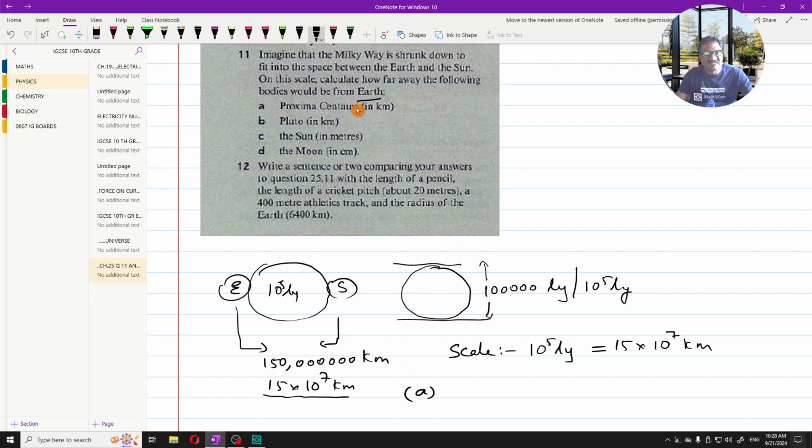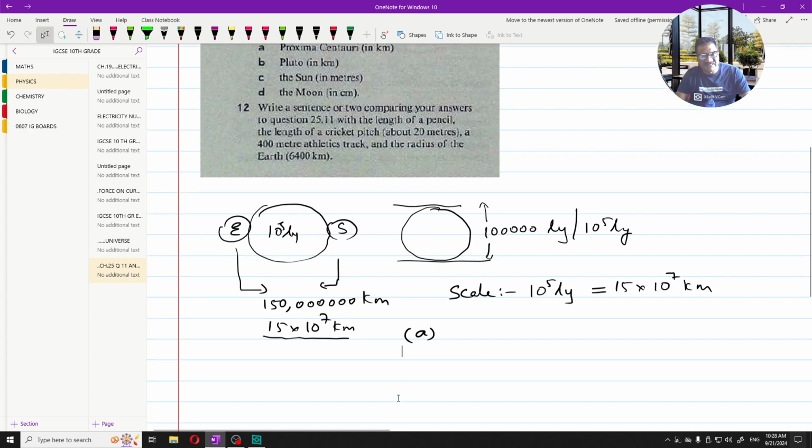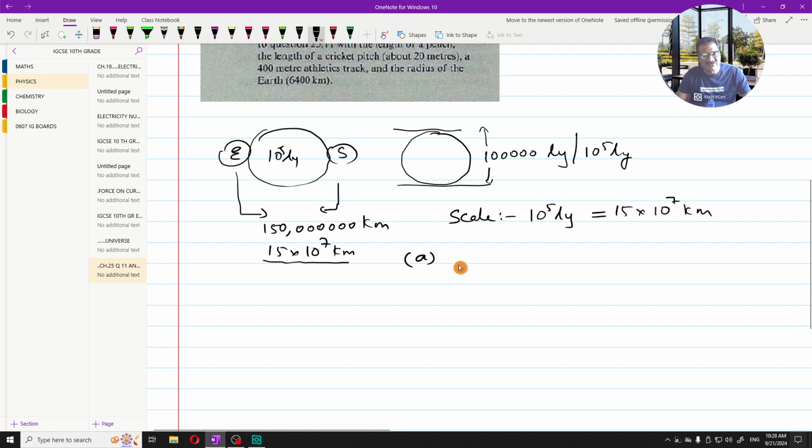A part of the question says that you have to find the value of the distance from the earth of this particular Proxima Centauri in kilometers. Now first let me tell you what is this Proxima Centauri. Proxima Centauri is a sun. Apart from our sun, this is another sun which is nearest to our solar system, near to our galaxy, that is Milky Way.